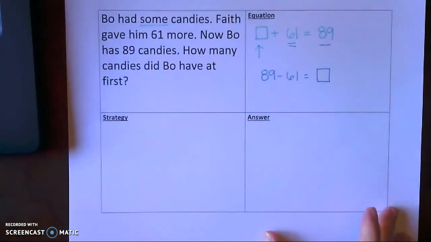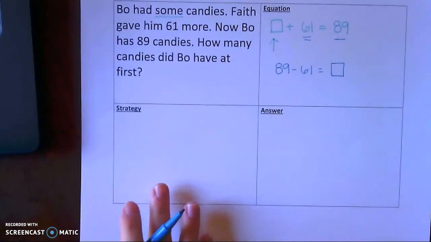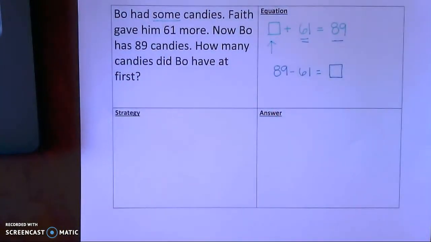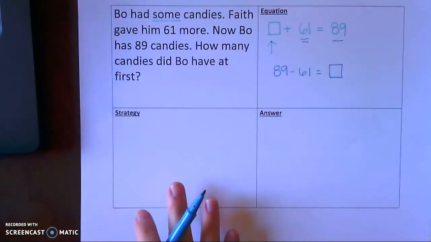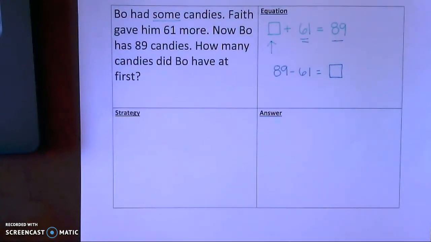Now take a moment, pause the video, and use one of the strategies I've taught you to solve this subtraction problem. You can choose to do either an open number line, base 10 block drawings, or expanded form.